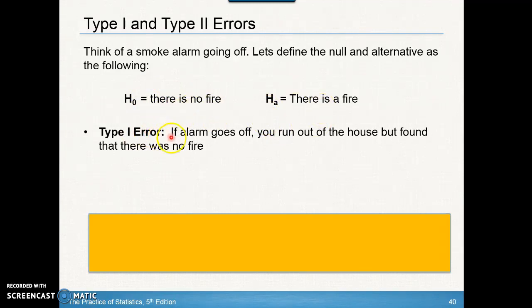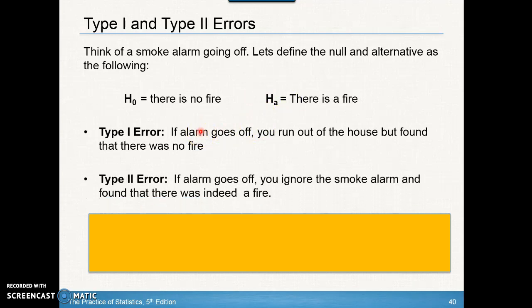So a type 1 error is if the alarm goes off, you run out of the house but find out there is no fire. So we said, oh, the null was true, there is no fire, but we rejected it and said there is a fire, so we run out of the house. Nothing really happens here. Okay, we're good to go. We go back in. Okay, it's like fire alarms at school.